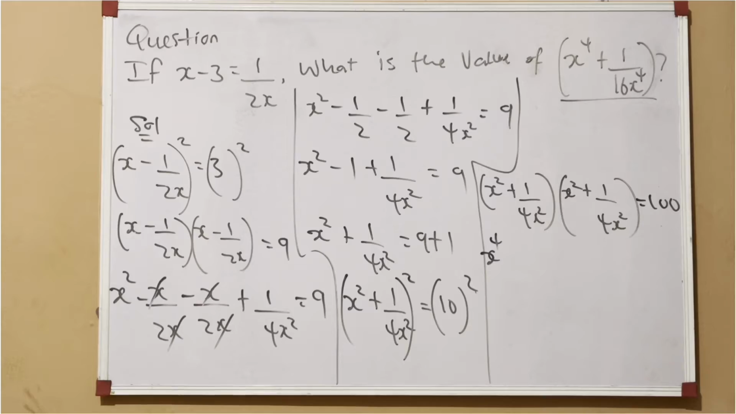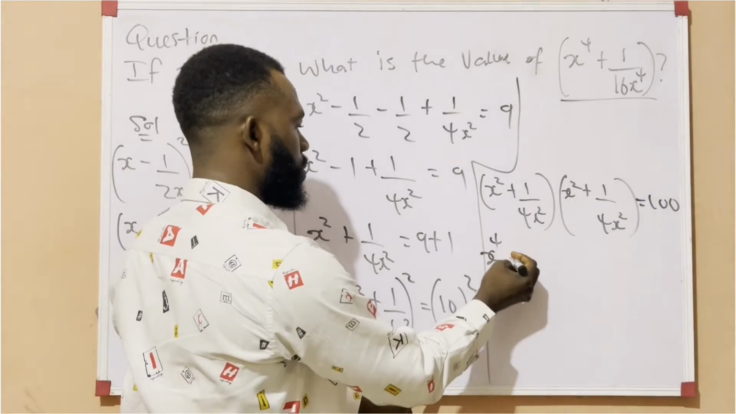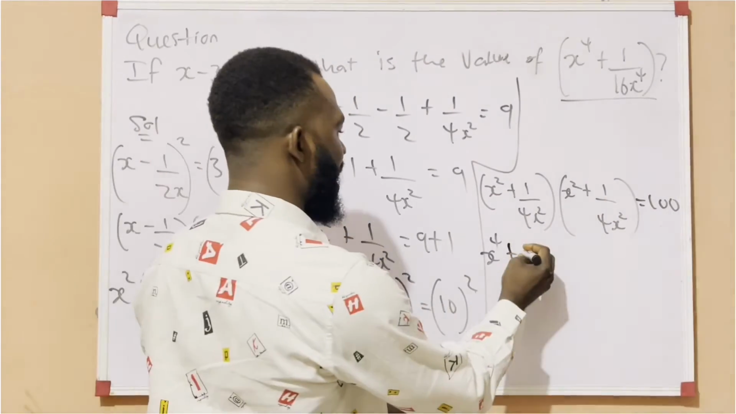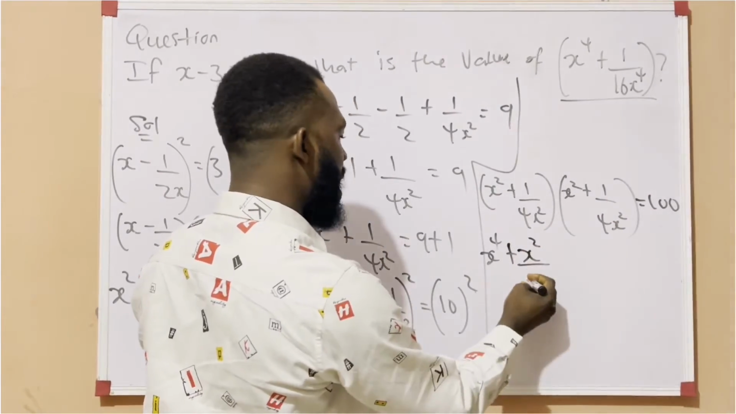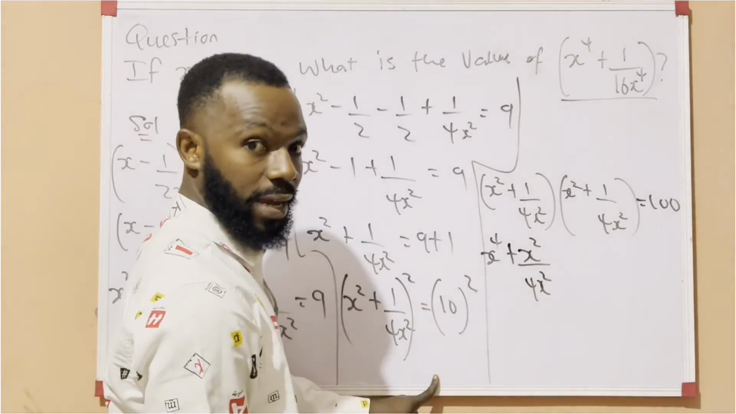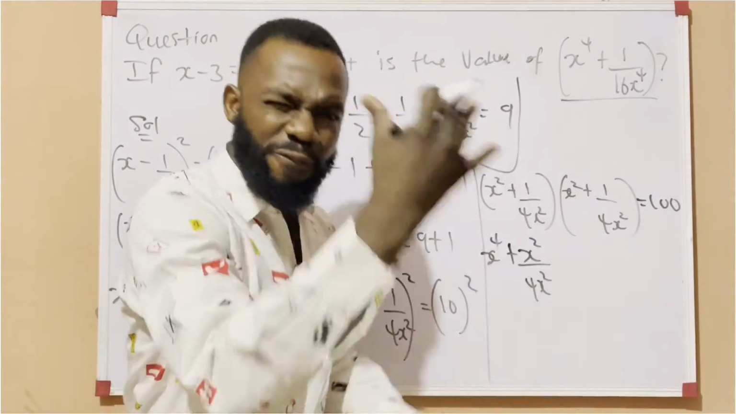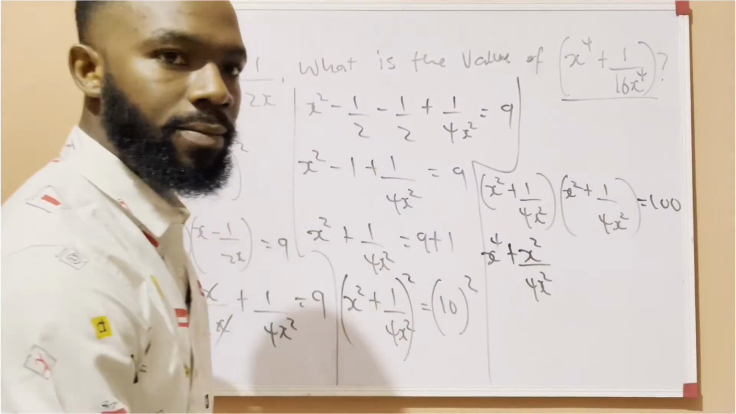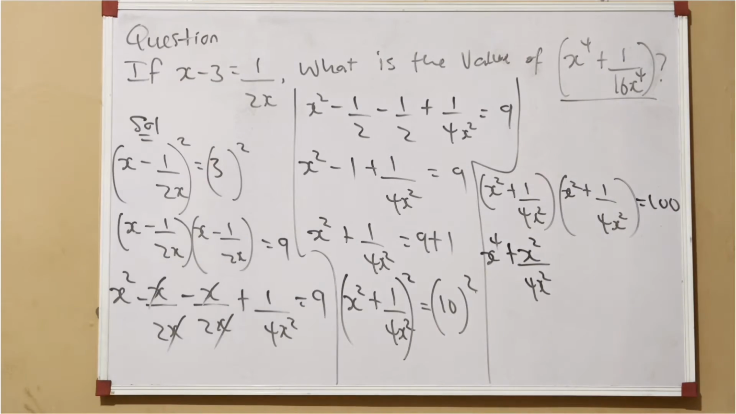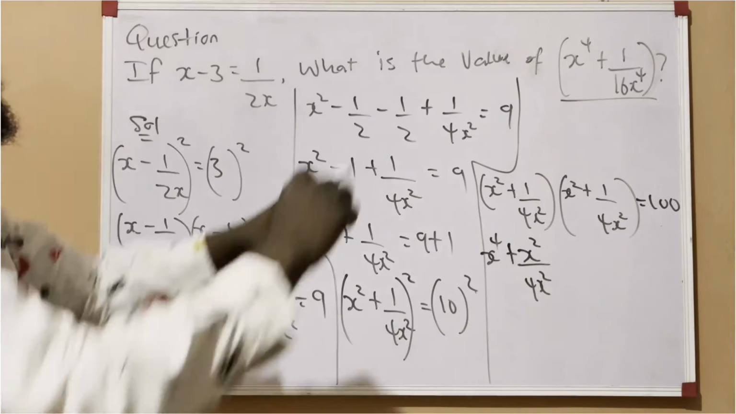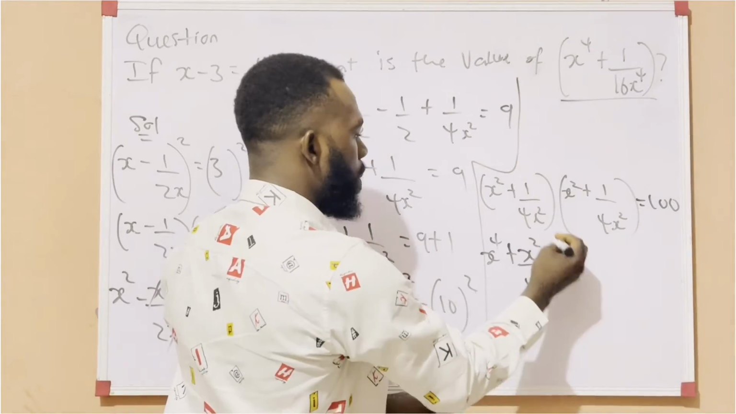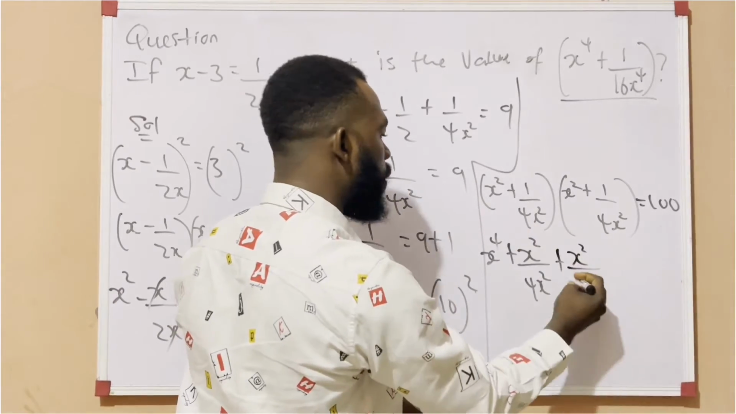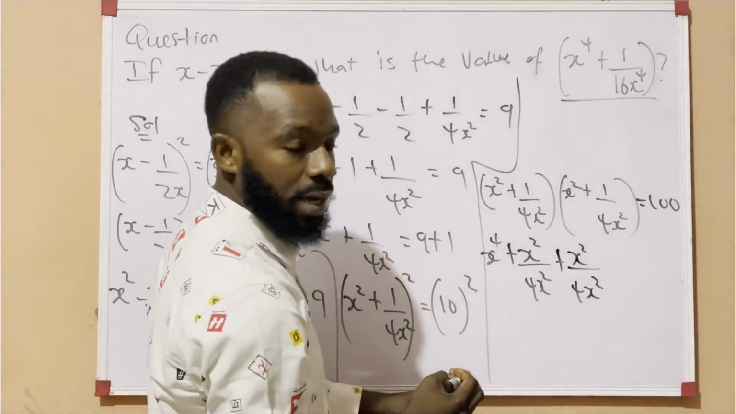Now we have x raised to the power 4 plus x raised to the power 2 times 1, which will also give us x raised to the power 2, over 4x squared. Now, x squared has multiplied everything in the second bracket. Now, 1 over 4x squared has to multiply. If we do that, this is what we are going to get: plus 1 times x squared gives us x squared again over 4x squared. Are you with me?